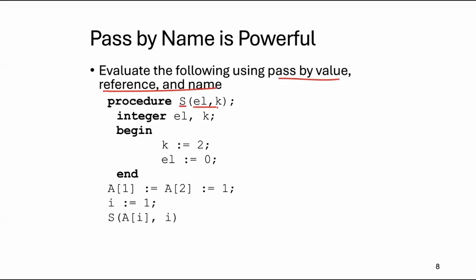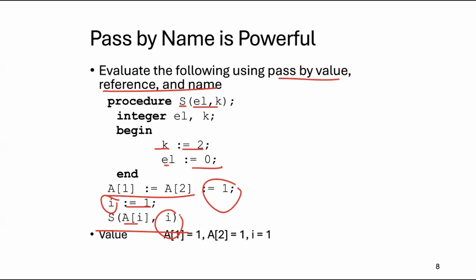It takes two inputs, L and K. What it does is take K and assign the value 2 to K, and then L is going to be replaced with 0. That's basically all the procedure does. Let's say we have elements of the array, A of 1 and A of 2, initialized to be equal to 1, and the variable I is initialized to 1 as well. Now we go to the procedure call, where we send A of I and I to the procedure.